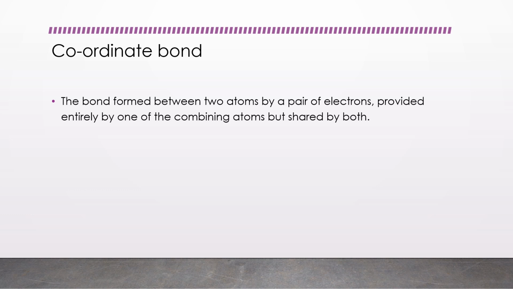It is a bond formed between two atoms by a pair of electrons. Covalent and coordinate are both like sharing, but in covalent compounds the two atoms each share an electron, whereas in this coordinate bond, a lone pair of electrons is completely shared to a proton. This is known as a coordinate bond.